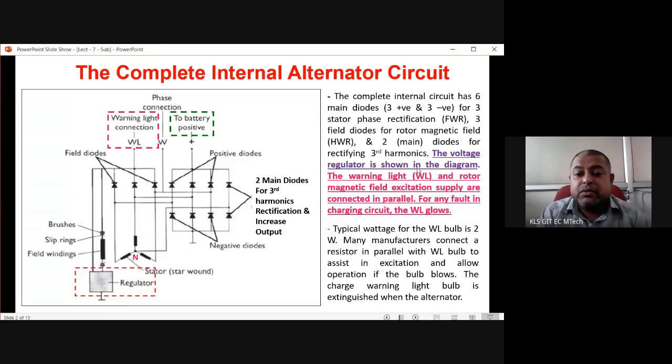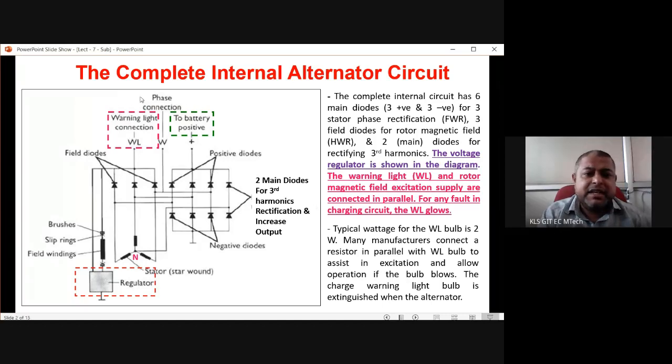The magnetic field excitation supply and the warning light are connected in parallel. That means the supply connected to the rotor magnetic field, which is this one, and the warning light are actually in parallel. For any fault in the charging system, the warning light glows.